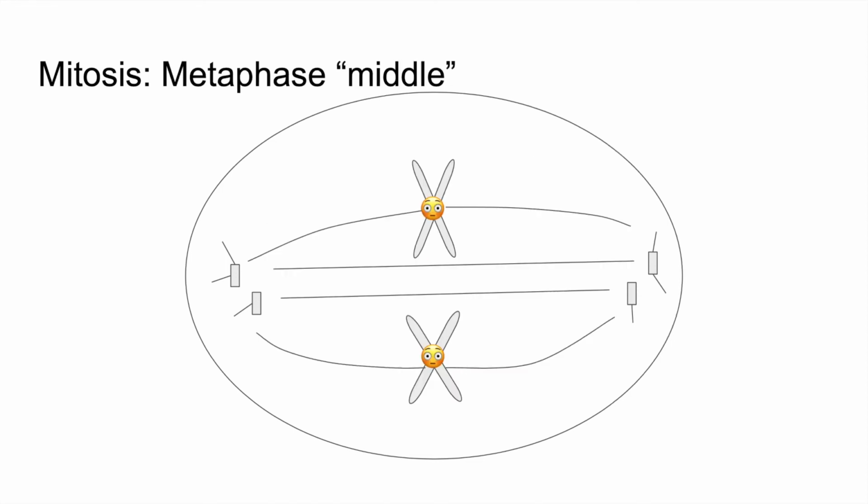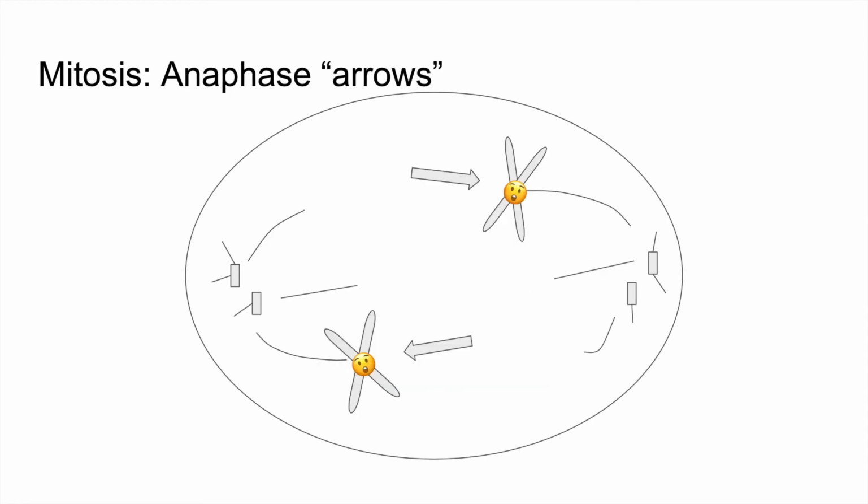Metaphase. M stands for middle, as the chromosomes line up in the middle of the metaphase plate. Anaphase. A stands for arrow, as the chromosomes are pulled to opposite centrosomes. I don't know where the arrows are supposed to be in this picture, so I just added some.